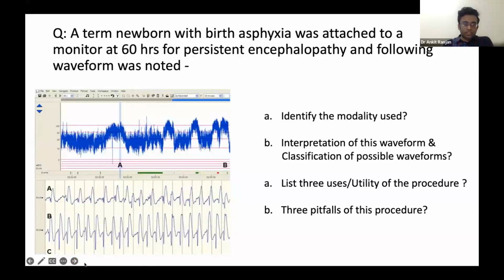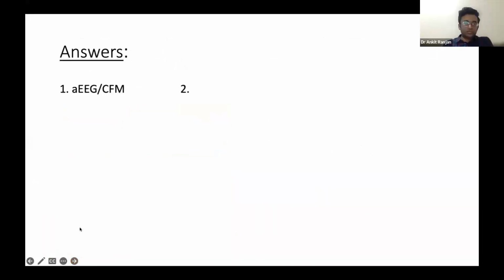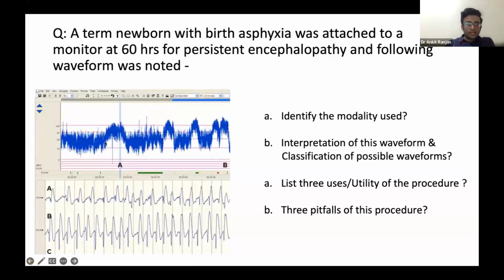Okay. So many of you have got it correct. So it is amplitude integrated EEG monitoring, or also called as cerebral function monitor. In this diagram, you can see that the baseline is raised from 10, and it is touching as high as 100. So this particular waveform is kind of indicative of seizure activity, as can be seen in the EEG also.